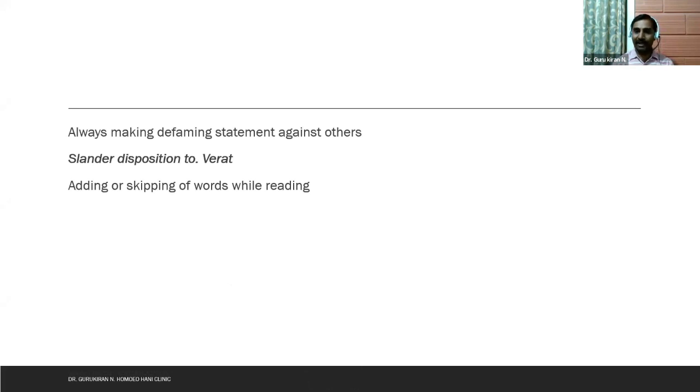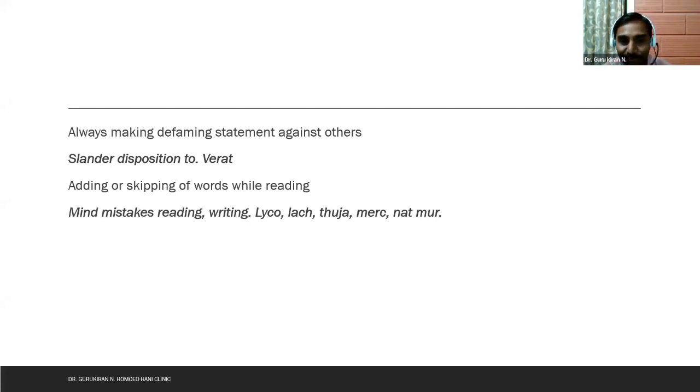Adding or skipping of words while reading. This is also very, very important in children's cases. That is mind, mistakes, reading, writing. Adding or skipping words while reading. You can ask this question about a child, if the parent says he always makes mistakes. Once he writes on a page, he rubs it out and writes again, the same word. That is mind, mistakes, reading, writing. These are all the major remedies: Lyco, lycosis, tuberculinum, Merc sol, Natrum mur.